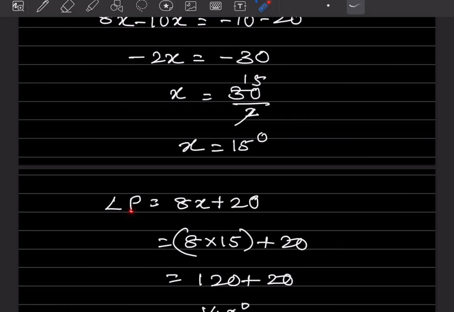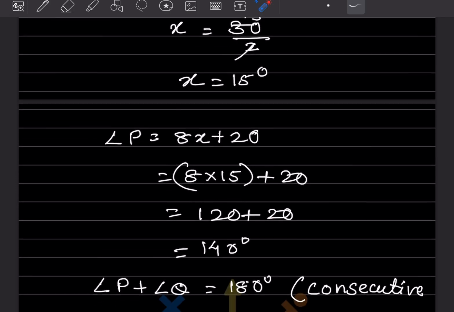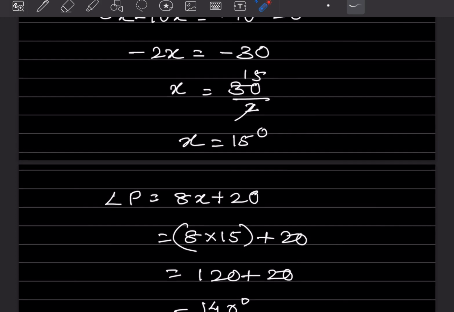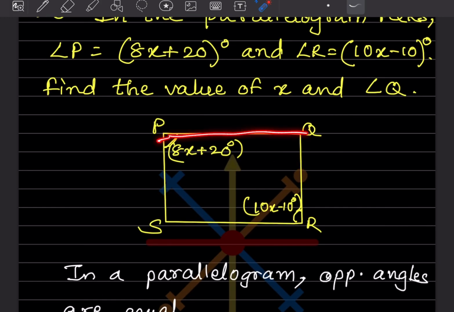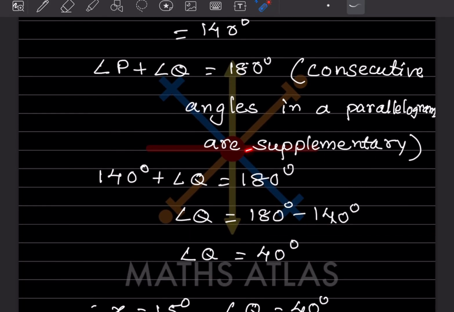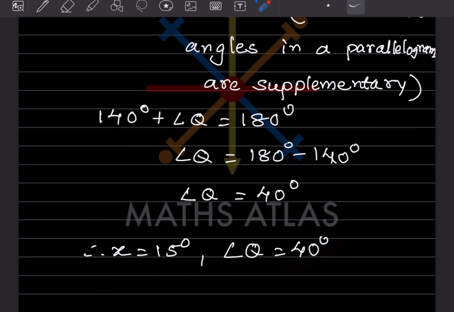So now we want angle P, that is 8x plus 20 given. In place of this x, we know the value is 15. So here we'll put 15. So this is going to be 120 plus this 20, that is going to be 140. And so angle P plus angle Q is 180, because consecutive angles in a parallelogram are supplementary. So P is 140 already, we got it. We don't know angle Q. So angle Q will be 180 minus 140. So angle Q will be 40 degrees. So x will be 15 and Q is going to be 40 degrees.